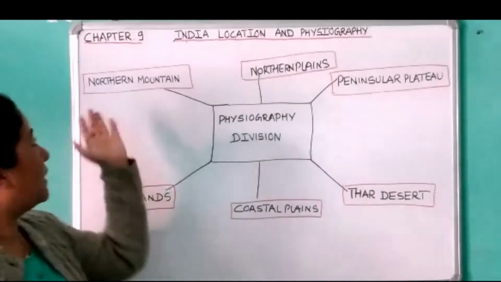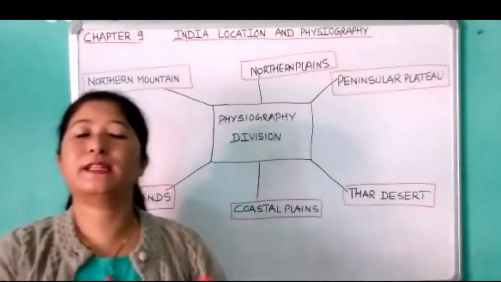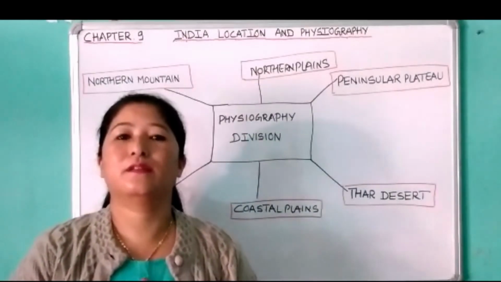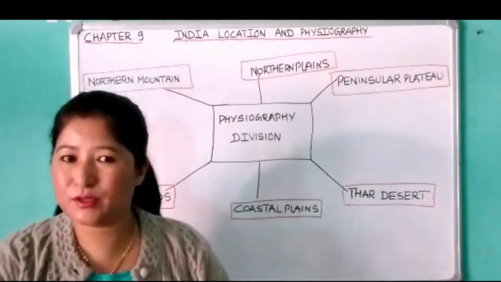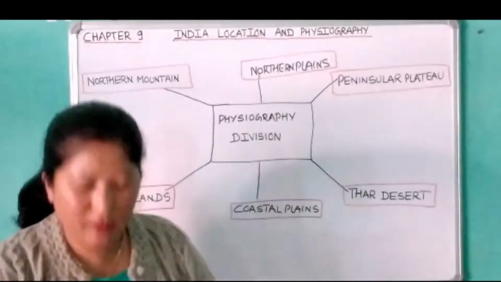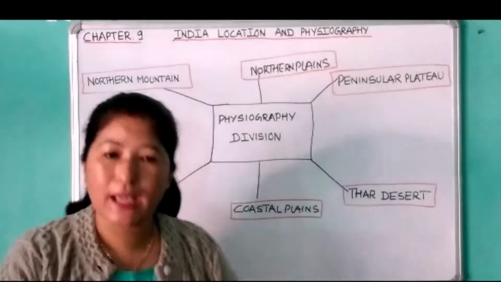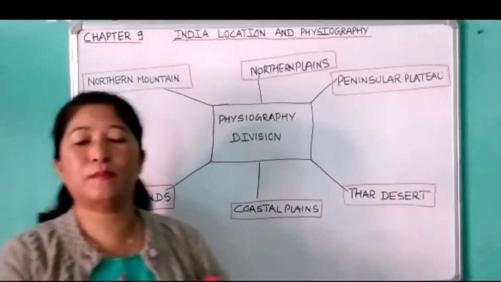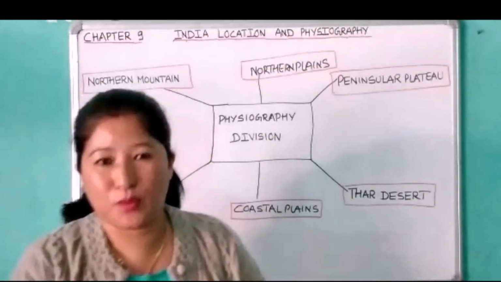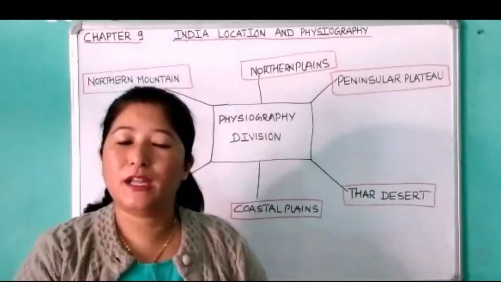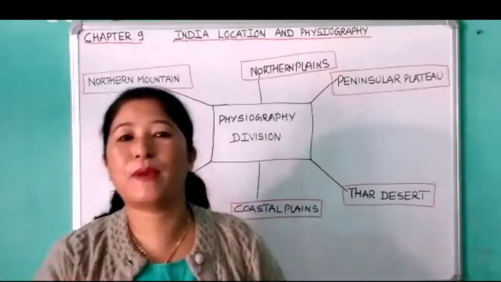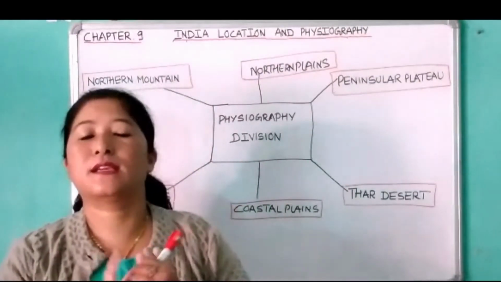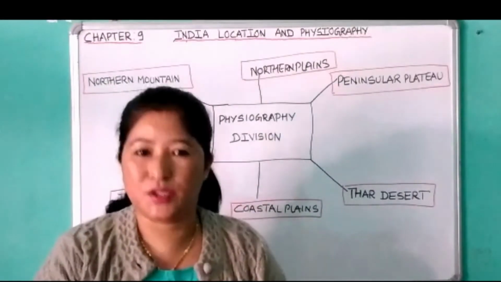The Himalayas, or the Northern Mountains, are divided into 3 parallel ranges. They are known as the Greater Himalaya, which we call Himadri. Then we have the Middle Himalaya, which we call Himachal. And the third one is the Lower Himalaya, which we call Shivalik. So the Himalayas are divided into 3 parallel ranges known as Himadri, Himachal and Shivalik.